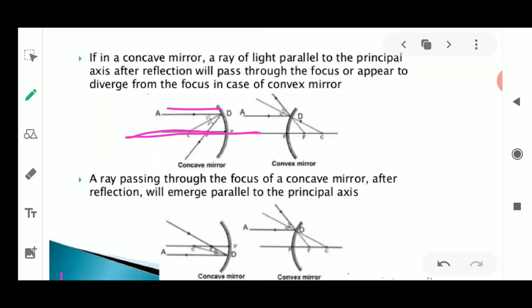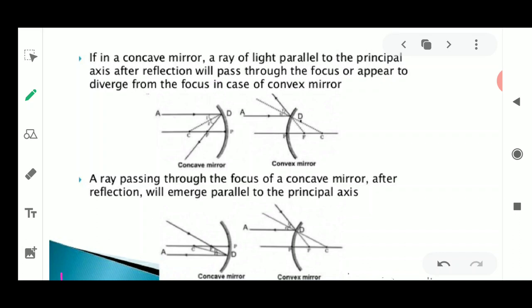Now if a ray is traveling parallel to the principal axis, after striking the mirror it is going to be reflected through the focus. So please remember that in the case of a concave mirror it is always going to be reflected through the focus, and in the case of a convex mirror it is going to appear to diverge from the focus. This will be discussed in detail in the next few slides. I think these diagrams are not very clear. I'll show you clearer diagrams, then it will be much more effective for you to understand. So next is the next rule. Just stay focused on the rules.